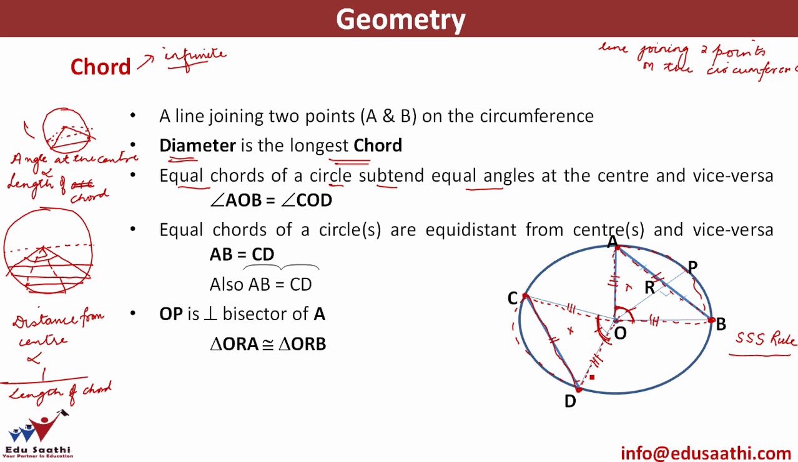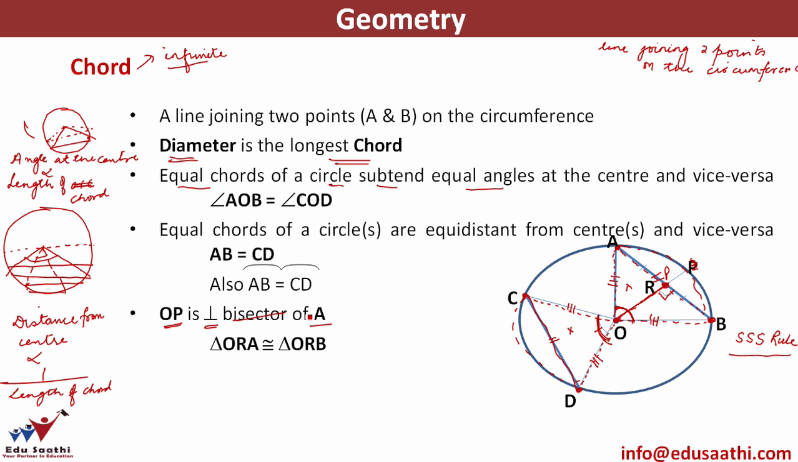OP is the perpendicular bisector of AB. So the next thing is the line joining the center of the circle to the midpoint of the chord. If I talk about this, this is the midpoint, the point P should be here. The line joining the center of the circle to the midpoint of the chord is perpendicular to the chord. OP, here P is the midpoint of the chord, is the perpendicular bisector of AB.